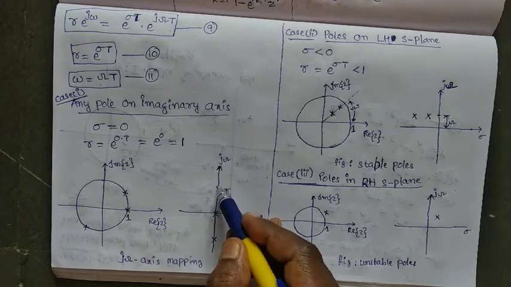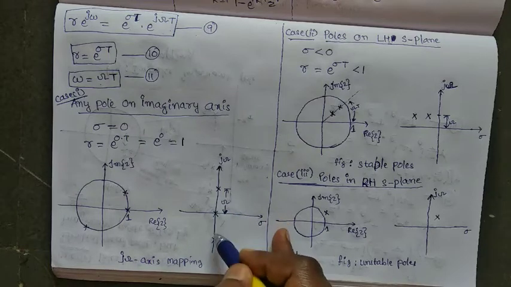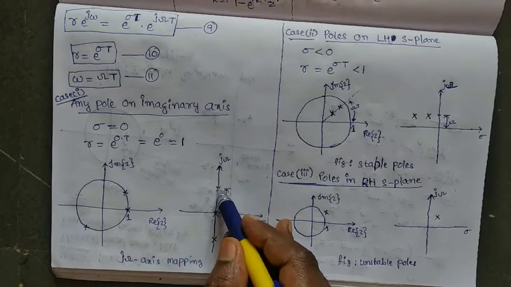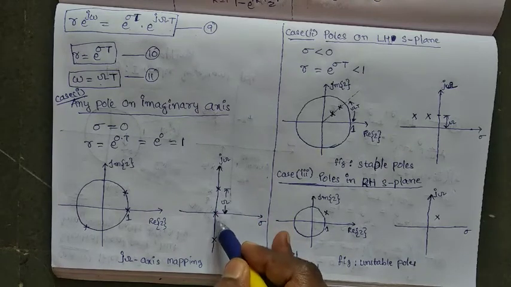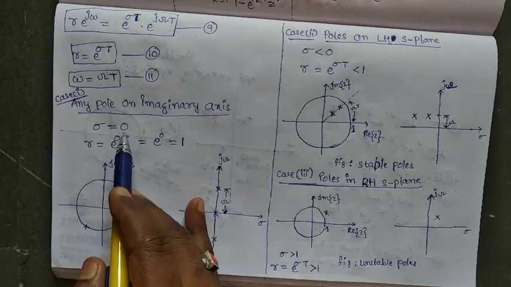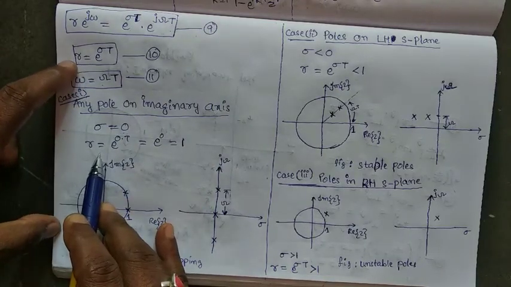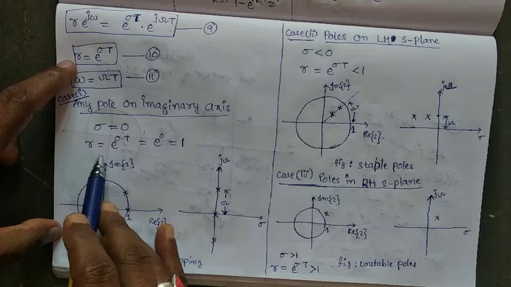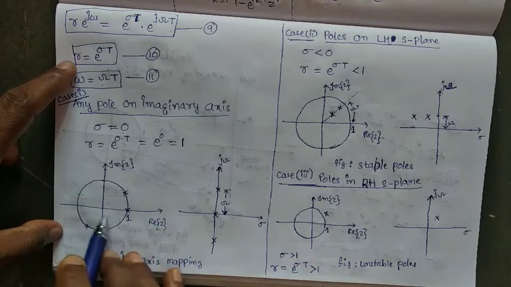Let us consider the poles on the imaginary axis. This means that for these poles, the real part is 0, sigma is equal to 0. Now we are determining the R value. R indicates the radius of the pole in the Z domain.